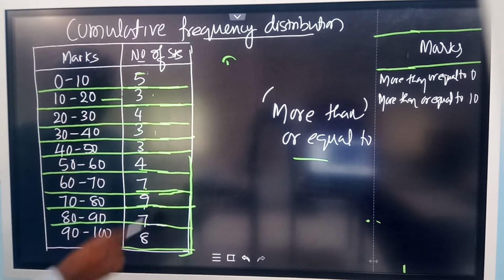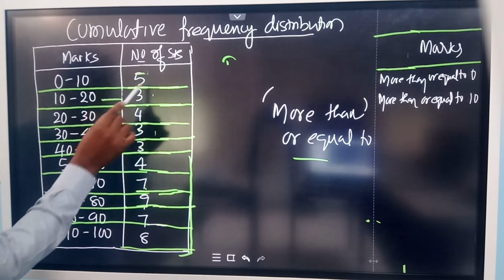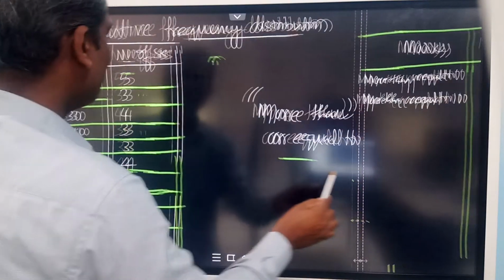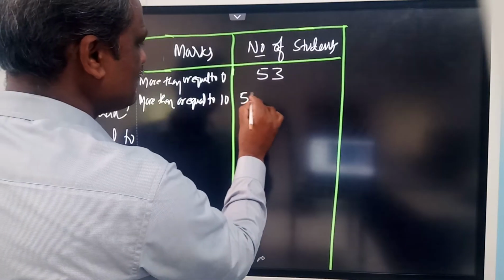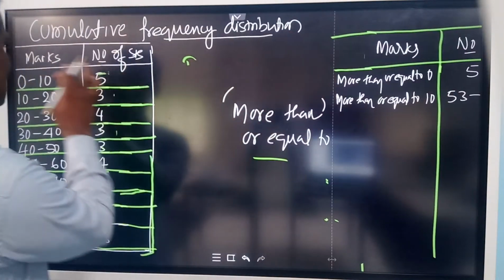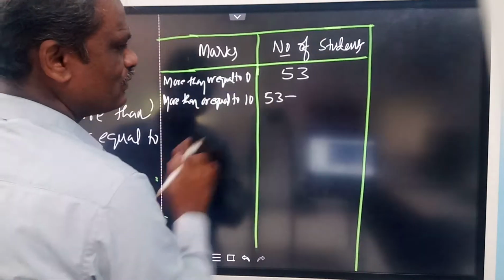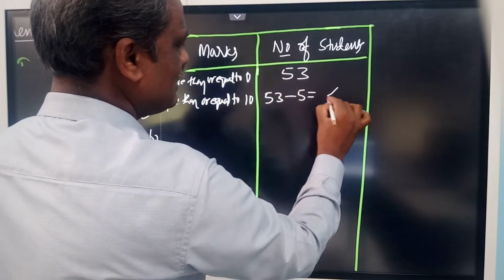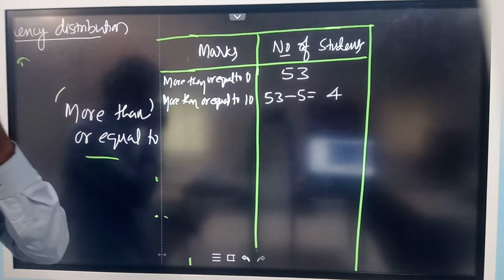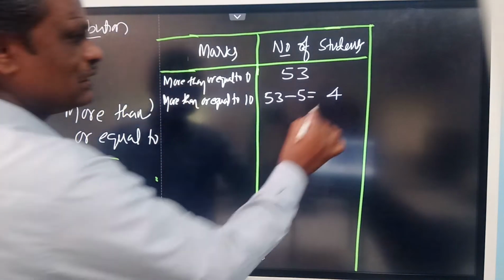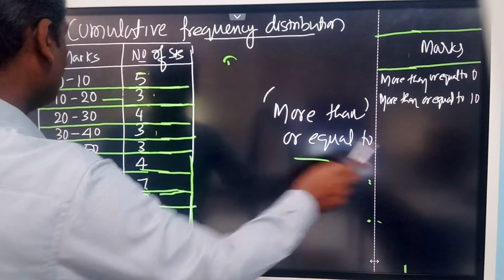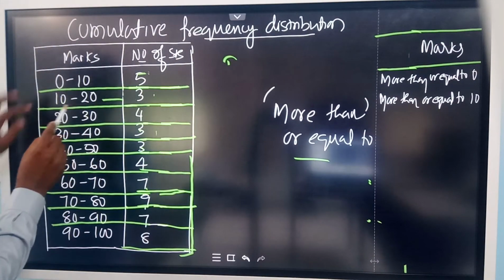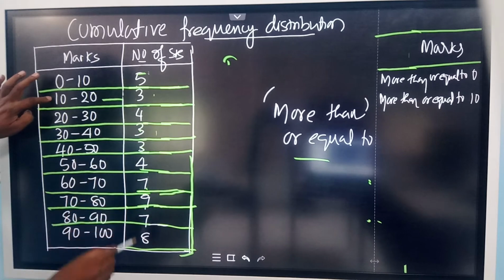How to find the sum of this one? Instead of this, from the total you minus this one. So I can minus this 5. 53 minus the first one, because we don't want this 0 to 10. Minus 5. 53 minus 5, what is the answer? 48. 53 minus 5 is 48. Okay, so this is more than or equal to 10. See, more than or equal to 10 means all these sum.